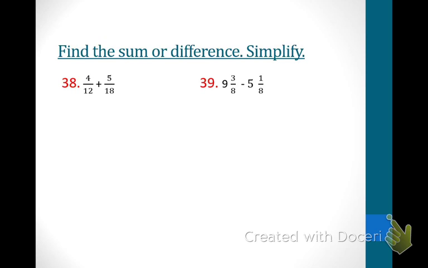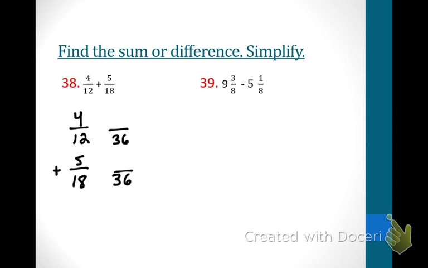Next one. Same idea is still happening here. Find the sum or difference and then simplify your answer. First thing you have to do before you do anything else is come up with a common denominator. What is the common denominator between a 12 and an 18? 36, okay? So your goal is to turn these into a 36.